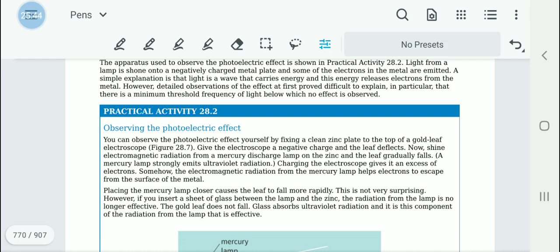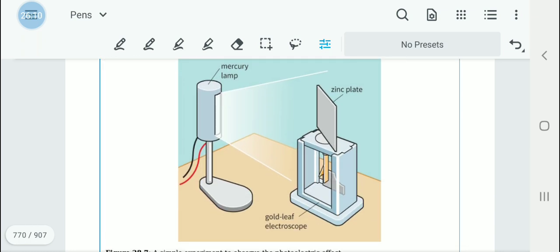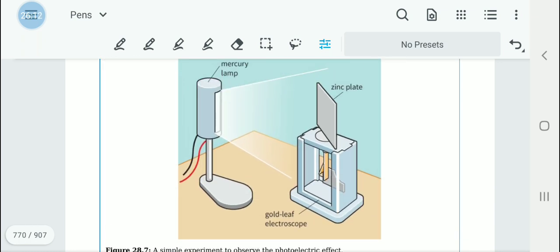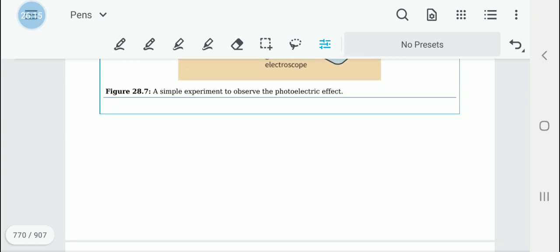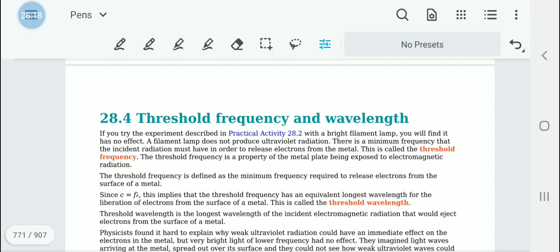Please write it like this: if the light has gone below the threshold frequency, then the photoelectric effect cannot be observed. If it helps, draw this figure 28.7. If you can understand, then no problem. In the next video, we will discuss threshold frequency and wavelength.